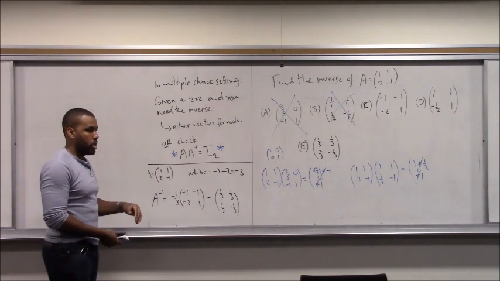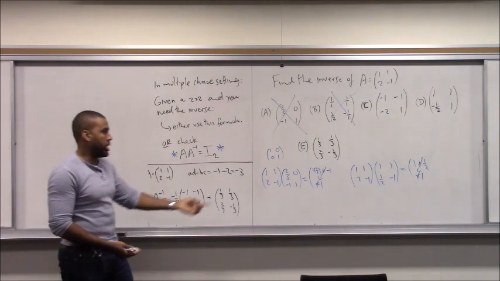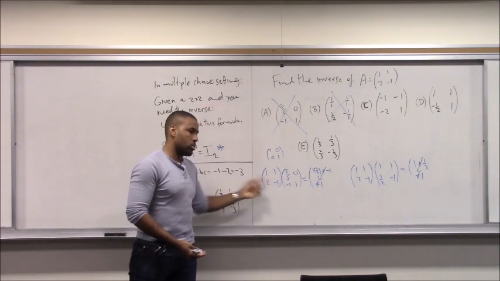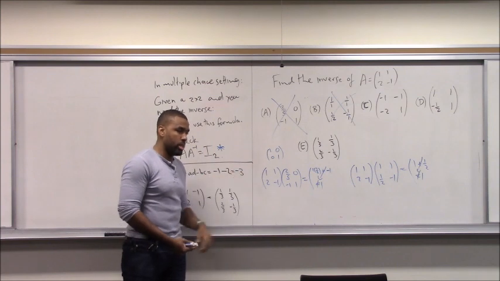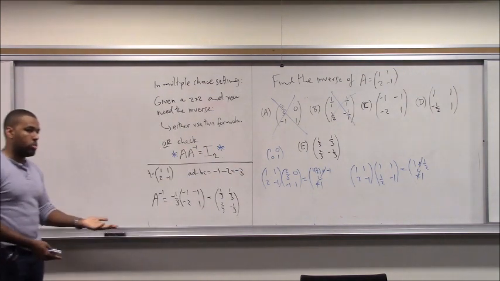Just multiply them. Multiply all the options. You should get 1s on the main diagonals and 0s everywhere else. The moment anything like that is out of place, it's not the answer. Move on to something else.